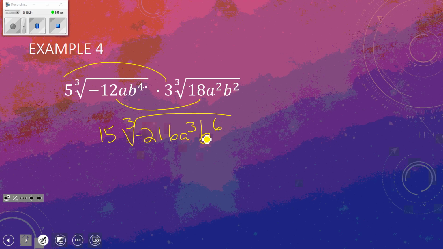Now, here's the thing. Yesterday, we talked about that you couldn't have a negative under the radical yet because we have not learned complex numbers. Okay, it's going to come out to be imaginary. Did we say you couldn't have a negative under all radicals? Just the even ones, right? This is an odd radical. So it's okay to have a negative under an odd radical.